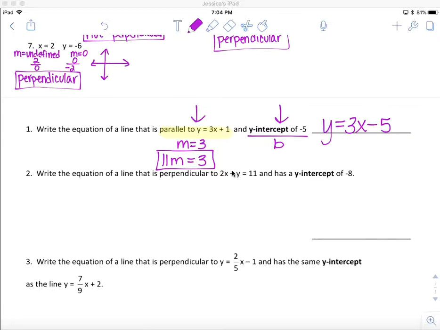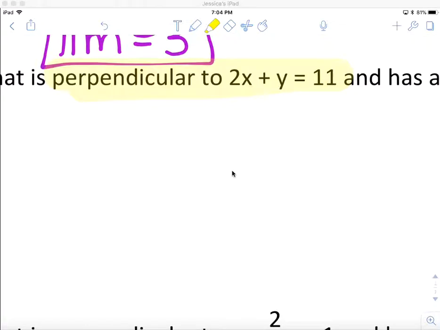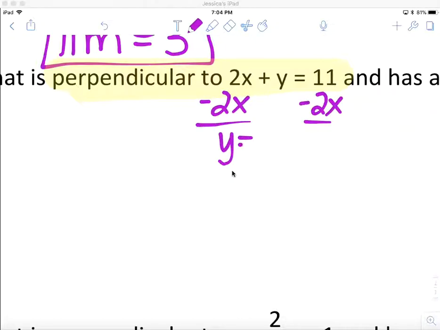On number 2, it says write the equation of a line that is perpendicular to 2x plus y equals 11. All I need from that piece of information is the slope, but I can't determine the slope unless y is by itself. So to get y by itself, I am going to subtract 2x on both sides. The slope of this line is negative 2, which is the same thing as negative 2 over 1.